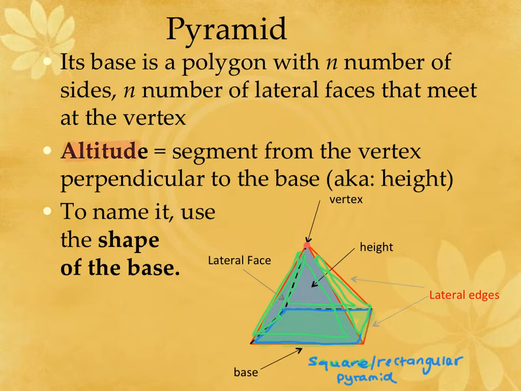The altitude is again the segment from the vertex perpendicular to the base. So it's still perpendicular, but this time it's going to go straight from the vertex to the base. It's going to hit the base at the center of the base. And again, we name it by the shape of the base. So if this was a square on the bottom, then this would be a square pyramid. If this was a rectangle on the bottom, it would be a rectangular pyramid.